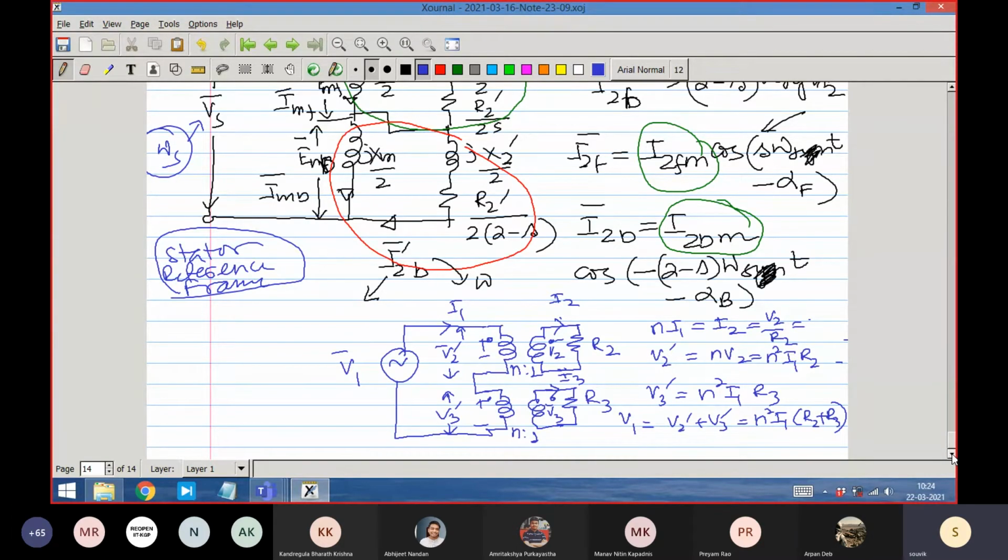So sir, in the single phase induction motor, the magnetic field produced by the stator is actually like a standing wave. So we cannot say that it is stationary. Therefore, it has two different frequencies. Yeah.